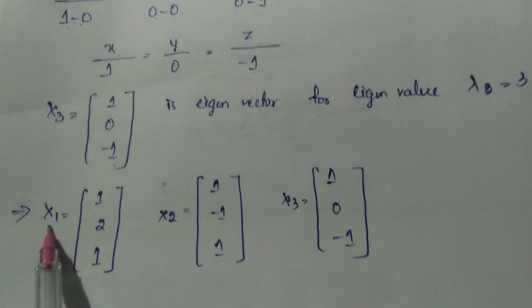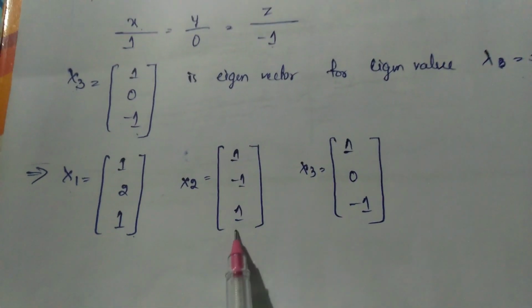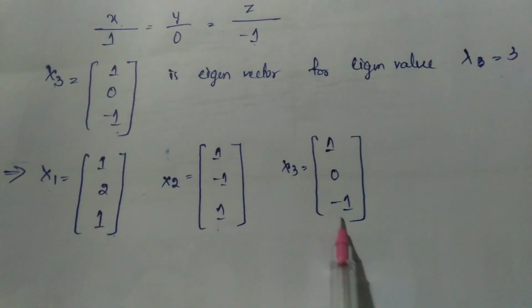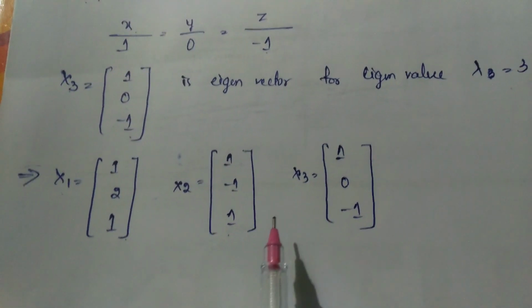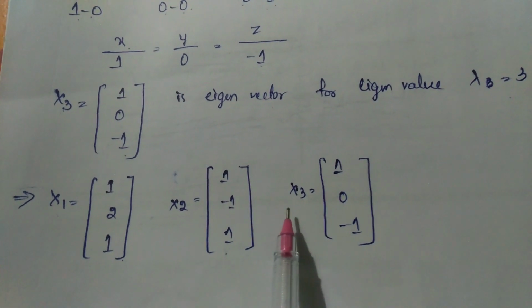Now the first eigenvector is 1, 2, 1, X2 is 1, minus 1, 1, and X3 is 1, 0, minus 1. Now here you need to check whether X1, X2, X3 are pairwise orthogonal or not.